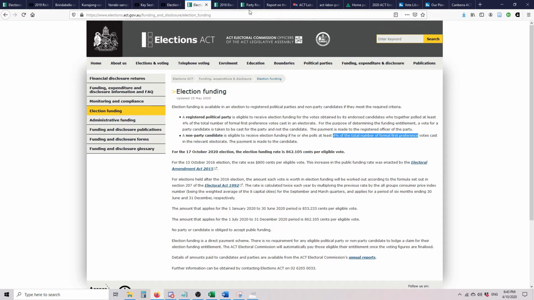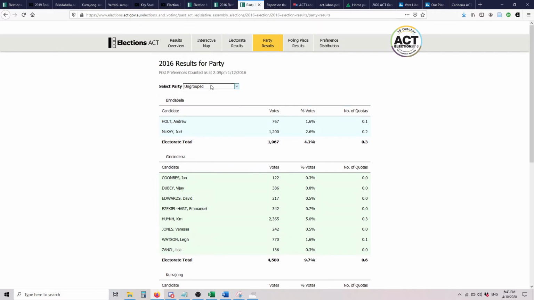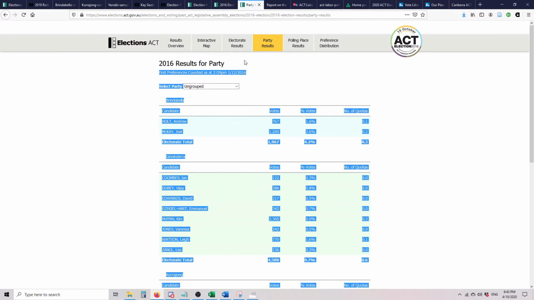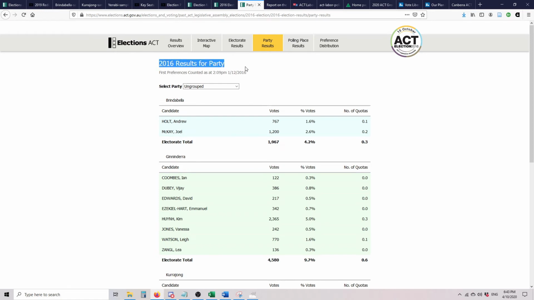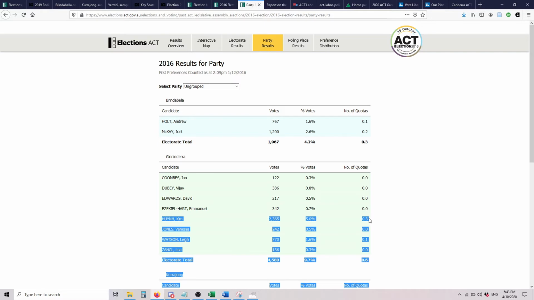Talking a little bit about this in relation to previous elections in 2016. This is the ACT elections website again, for the 2016 results for the party. There was only money given out to 5 groups. We had Labor, Liberal, Greens, Sex Party, who I'll talk about in a second, and an independent. The independent was Kim Hyun, sorry, I'm probably pronouncing that horribly, and they got 5% of the vote.